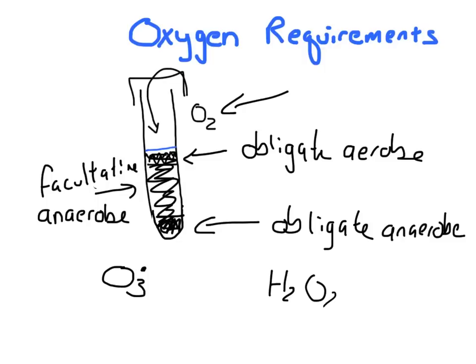So we're talking about hydrogen peroxide. We need to get rid of these things that form when we use oxygen as a terminal electron acceptor. Basically, if the cell is doing cellular respiration and using oxygen, it's going to generate superoxide, and it's going to generate hydrogen peroxide.